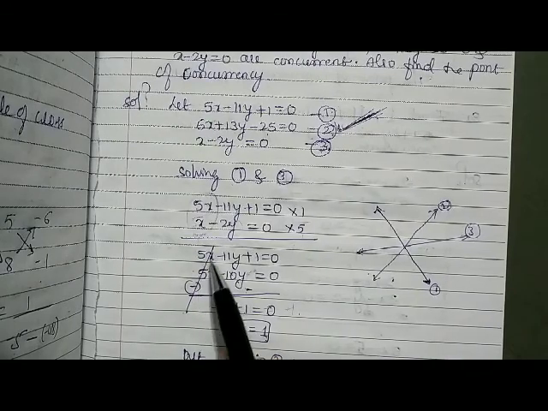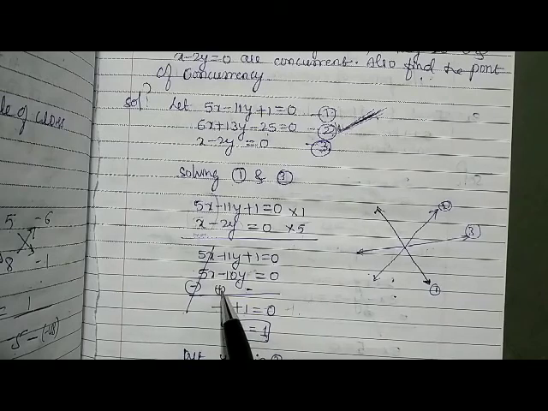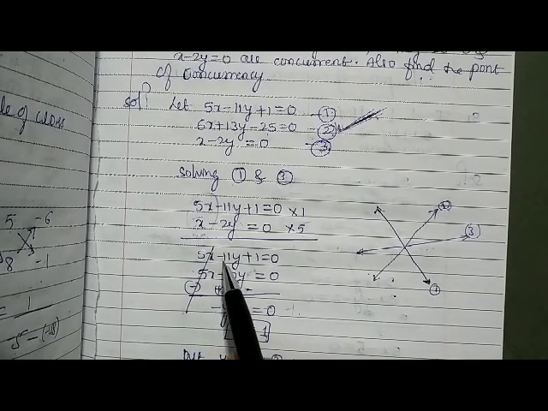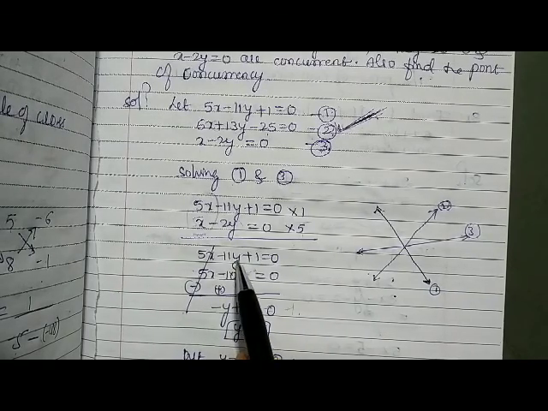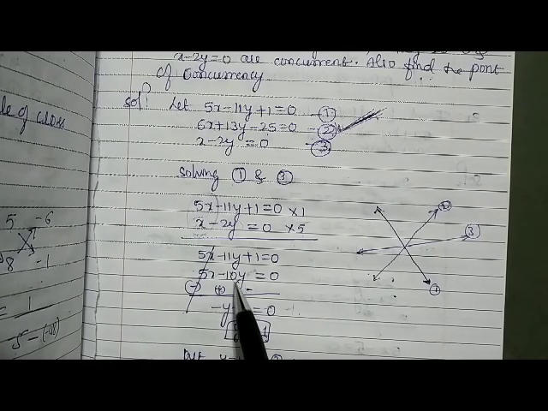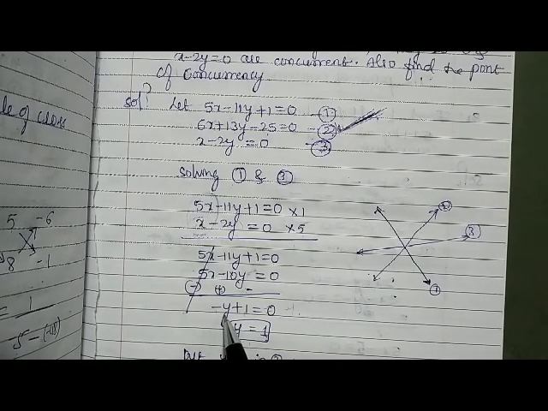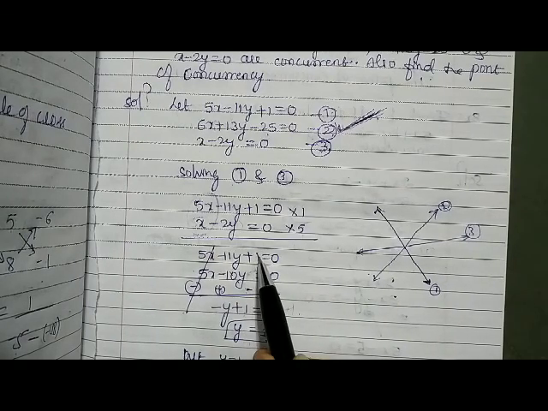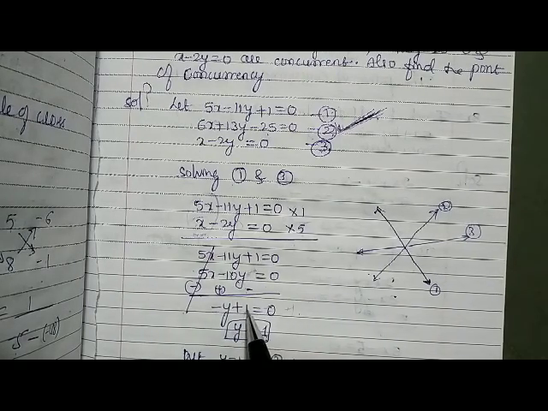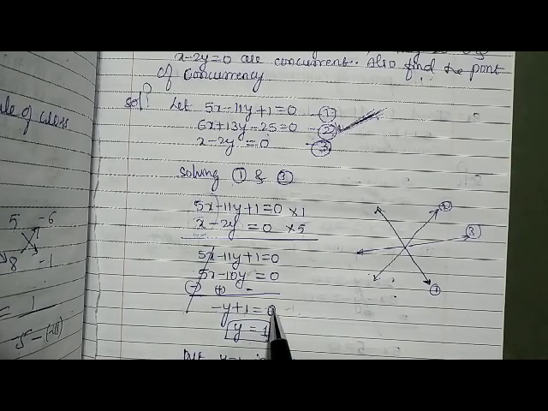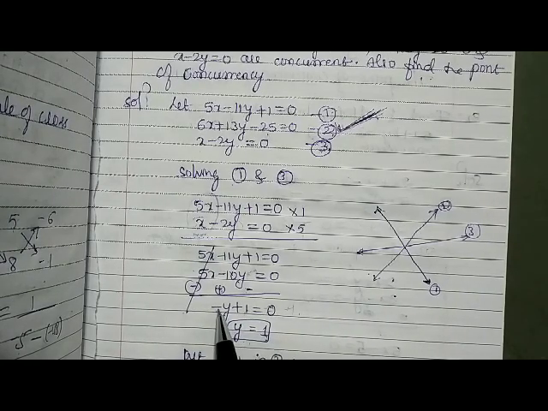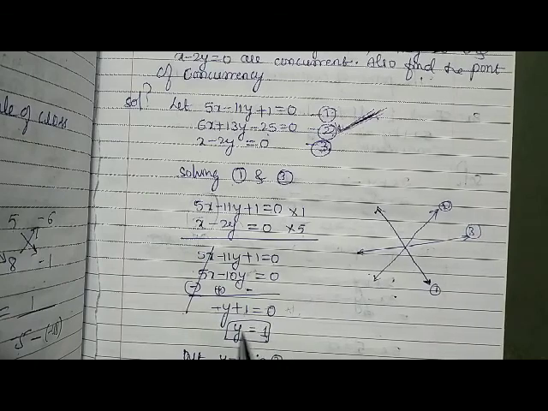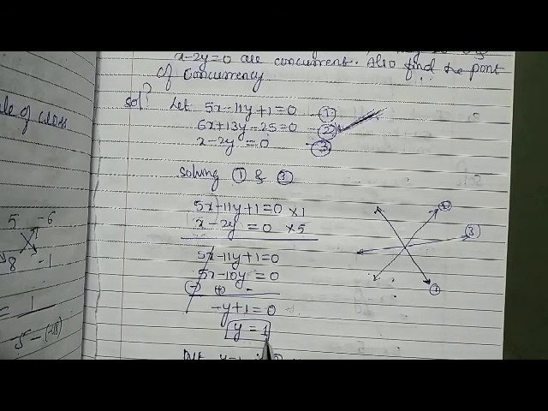5x minus 5x will get cancelled. Minus 11y plus 10y is equal to minus y. 1 minus nothing, that is 0, so 1 minus 0 is equal to 1. That is equal to 0. So minus y is equal to minus 1. Therefore y is equal to 1.